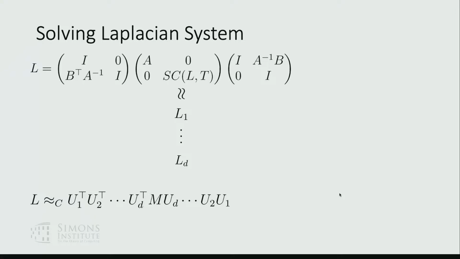In the end, you end up building an approximation to your original Laplacian as a product of lower triangular matrices, block diagonal, and a product of upper triangular matrices. The depth will be log n. So you have log n lower triangular, block diagonal, and log n upper triangular matrices. And these triangular matrices are easy to invert. So the meat will be in inverting the block diagonal matrices.